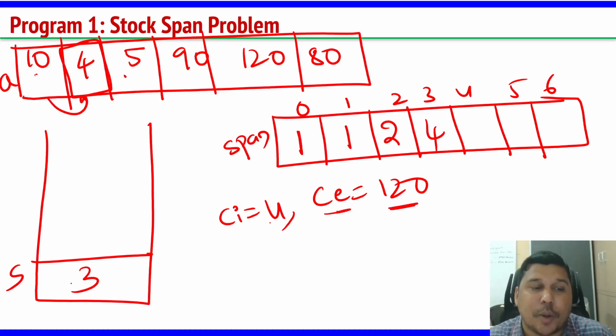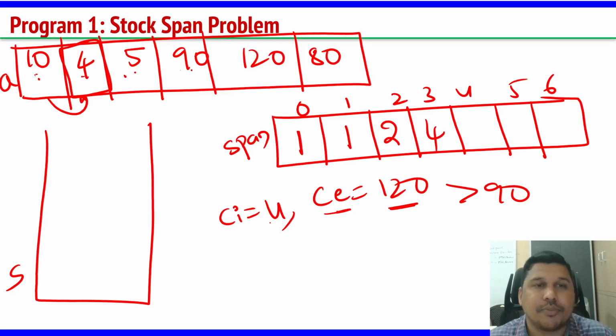What is there in the stack top? 3. What is A of 3? 0, 1, 2, 3, 90. Is 120 greater than 90? Yes. Whenever it is true, you just pop the element.